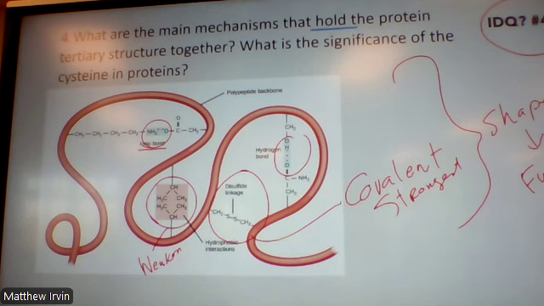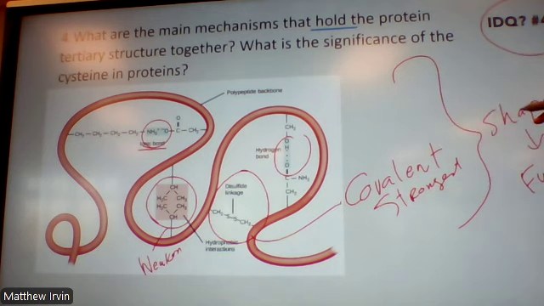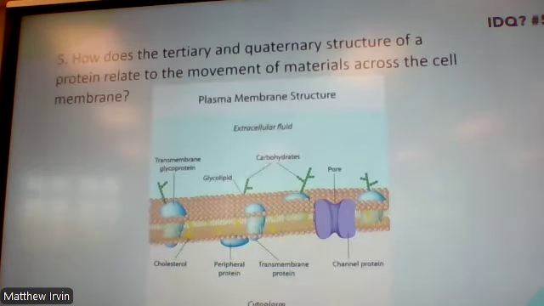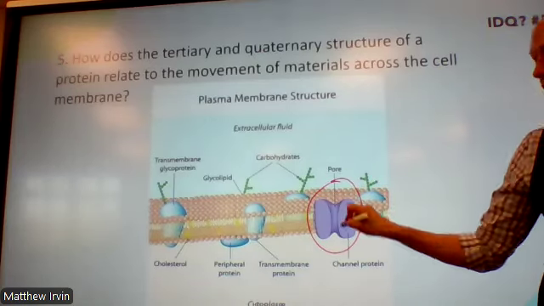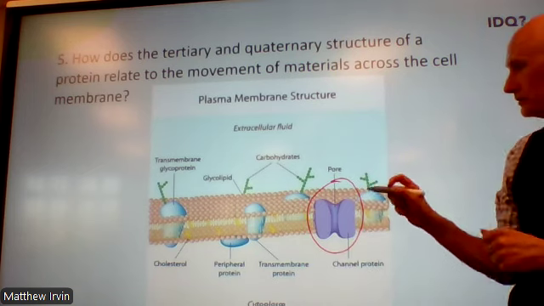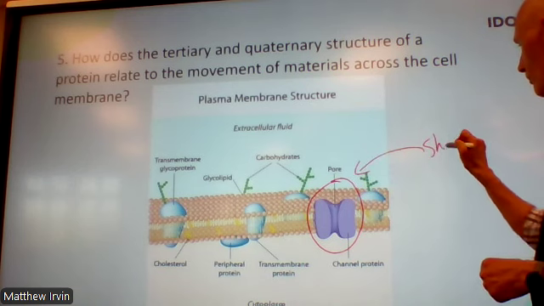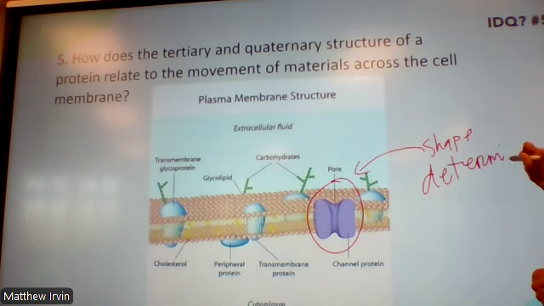What does denaturing do to this whole setup? It changes that bonding pattern, which then changes the shape and changes the function. So how does it relate to proteins and transport? Tertiary structures, those are our transmembrane proteins. That's what determines what can go in and out. The shape of the protein determines what is transported.